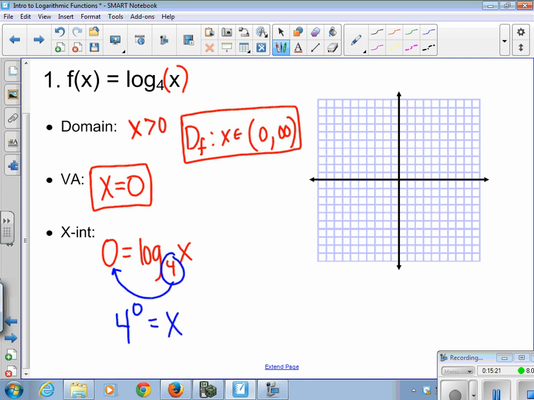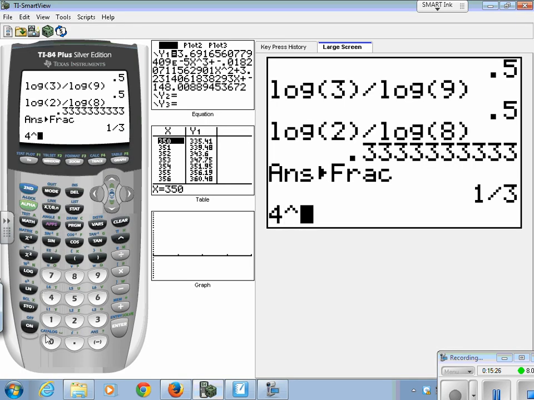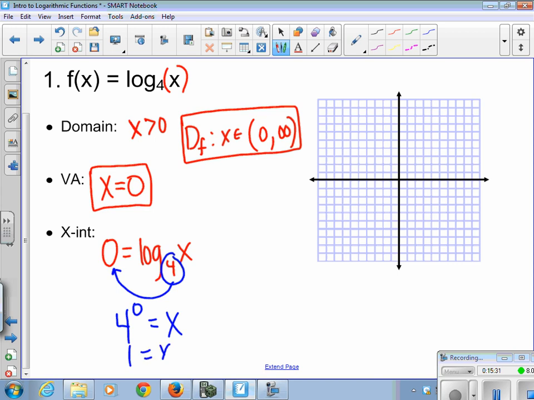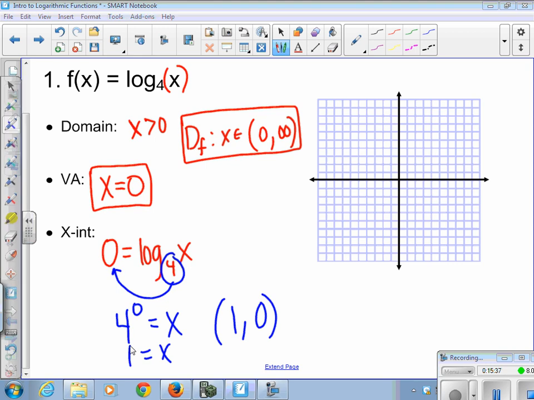Alright, so 4 to the 0, anything to the 0 power, no matter what it is, is just going to be 1. So 4 to the 0 is 1. So 1 equals x, and if I write this as a coordinate, this would be (1, 0). So now I'm going to plot all of that stuff on my graph.